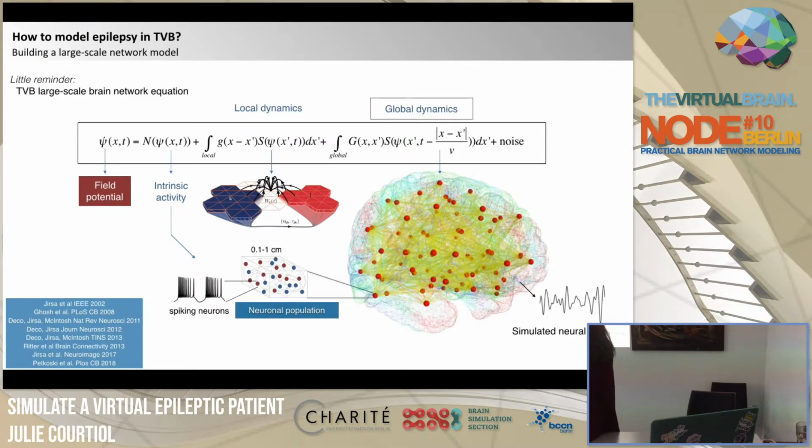Just a reminder of the equation of the brain network model. Here, the big G and the small g come from the personalized data of the patients. It is the structural connectome, either here if we are using a surface simulation, and here if we are using a region simulation. Here we have the neural mass model that we have to identify to reproduce the epileptic activity.